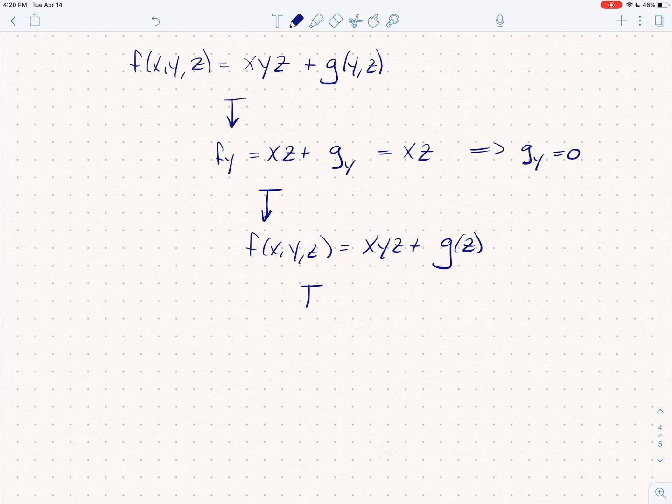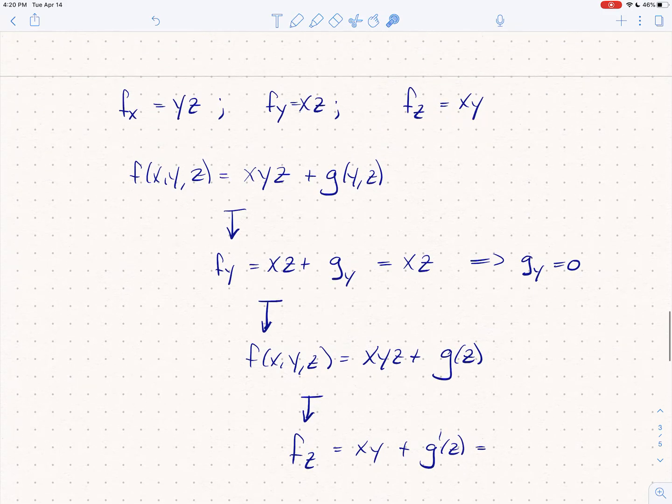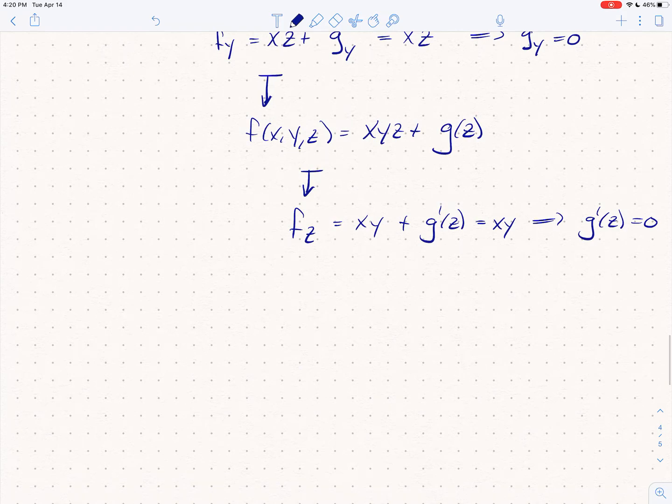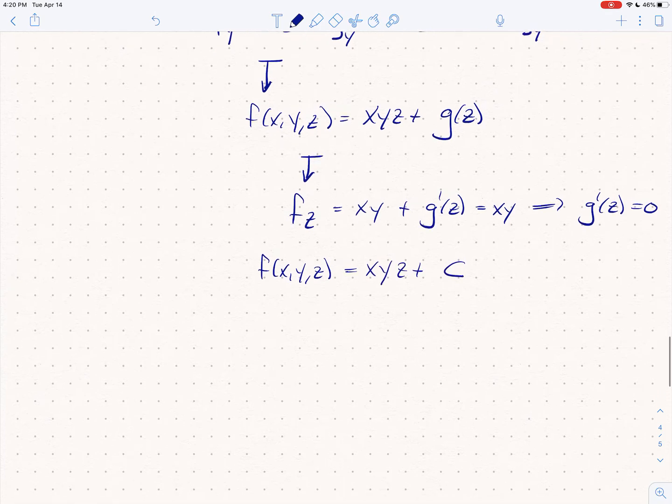And now I play the same game again. I'm going to compute f partial z, and I get xy plus g prime of z. But I know what f partial z is. F partial z is xy. And so, again, I can see that g prime of z is, in fact, 0. So that means there's no z's in g of z either. This g function is turning out to be rather lame, and that's good. It makes it easier for us. So now we know that f of xyz is xyz plus some constant c.